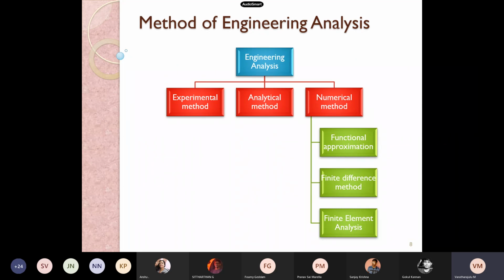What was the problem with the analytical method which made us opt for some other technique to do engineering analysis? So, the measurement errors.